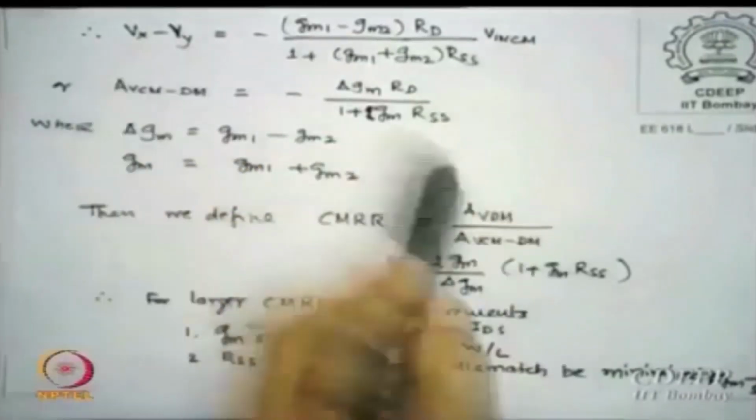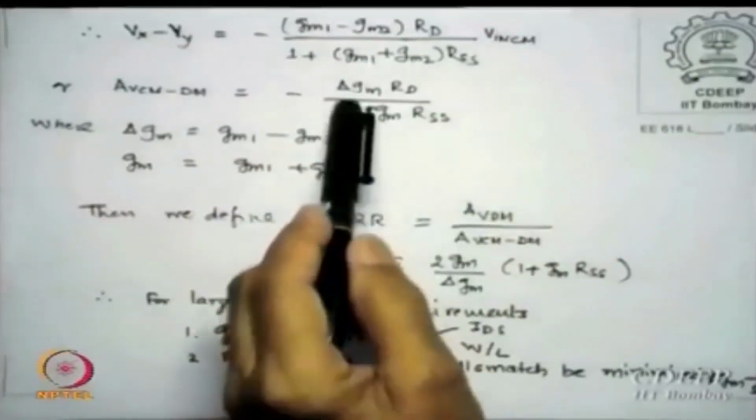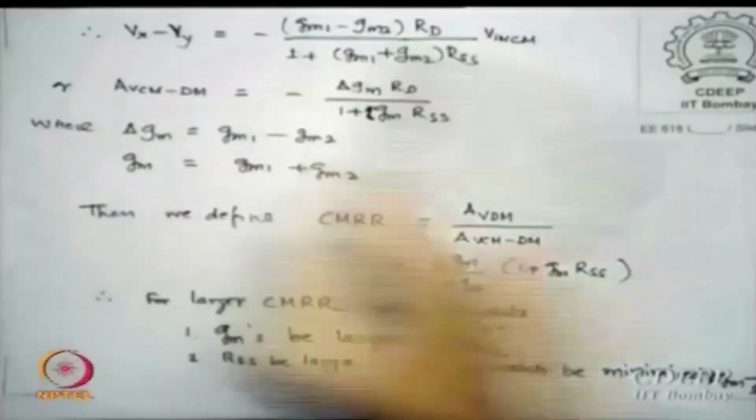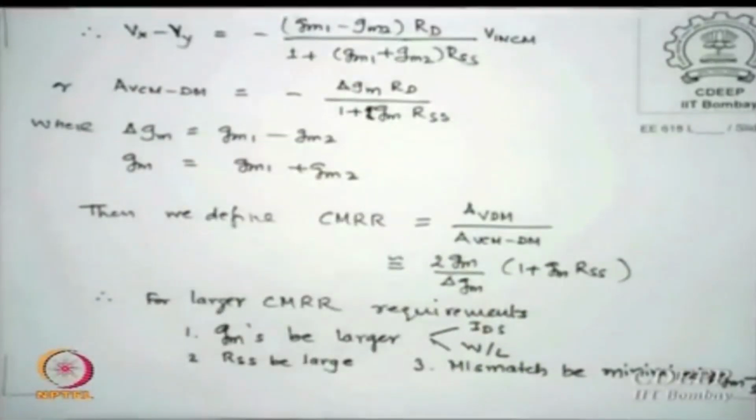So if I divide this here, I get Gm, then I define Gm1 minus Gm2 as delta Gm. Ideally how much will it be? Delta Gm will be 0 if Gm1 and Gm2 are equal. And we also define a term Gm, which is Gm1 plus Gm2. Sometimes they define half of it; I have defined it as it is. So in some books, if you divide by 2, a 2 Gm term will appear in replacing this term.